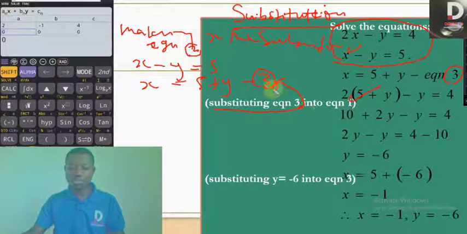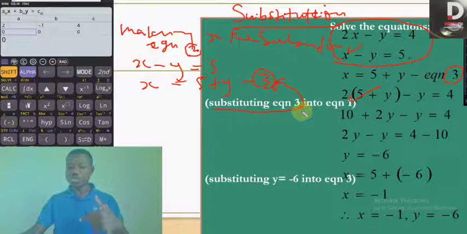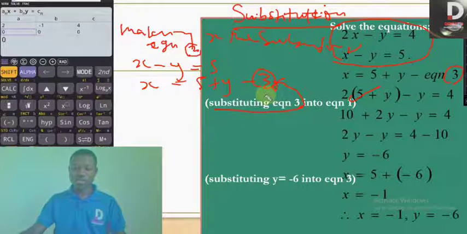You can't put it back in equation 2 because that is where you made the subject from. It will bring you the same stuff. So if you choose equation 1, substitute in equation 2. If you choose equation 2, substitute in equation what? 1. So that's what I'm doing.